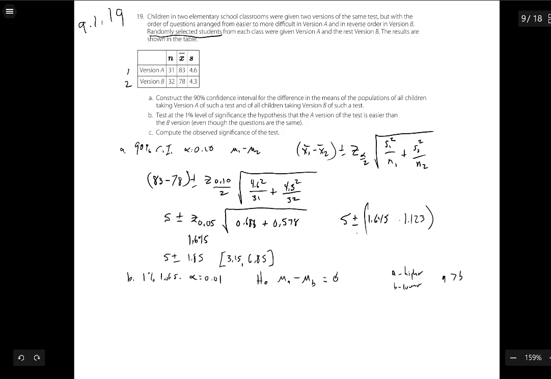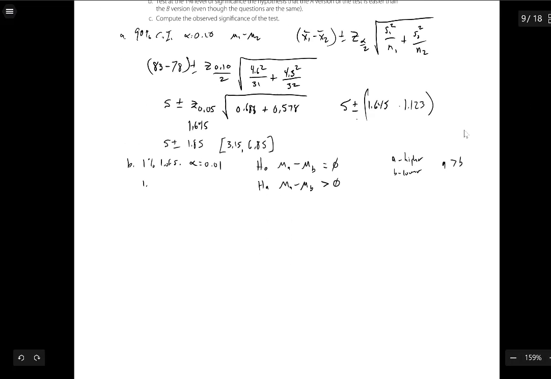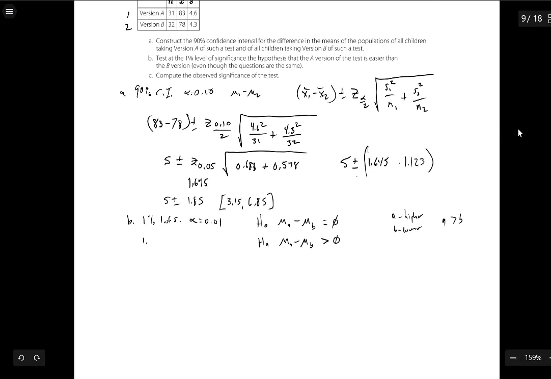And our alternative hypothesis is going to be that A is greater than B, so the difference is going to be greater than 0. There we go, so there's our step 1 of hypothesis testing, determine our null and alternative hypothesis. Okay, let me give us a little more space on the screen here as we continue through this. Let's see, questions are the same.